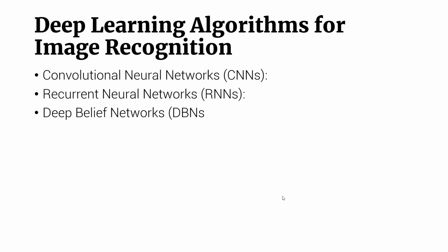Okay, so the last one is deep belief networks. It comprises multiple layers of stochastic latent variables. DBNs are used for unsupervised learning and feature representation in high dimensional data domains like images. So these are the deep learning algorithms for image recognition: the CNN, the RNN, and the DBN. So that ends our presentation.